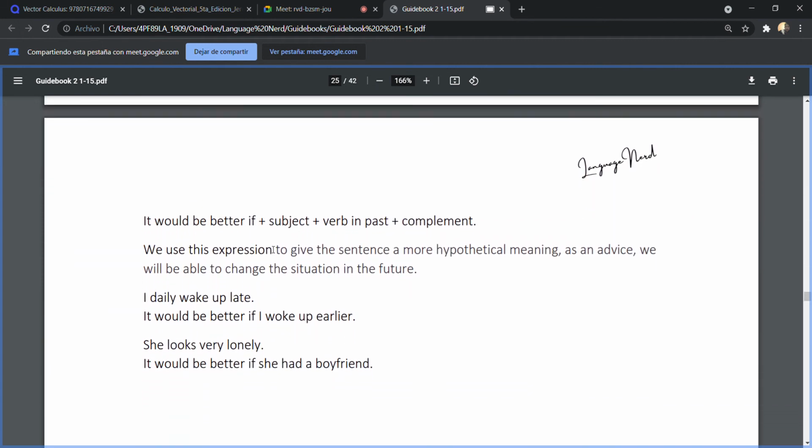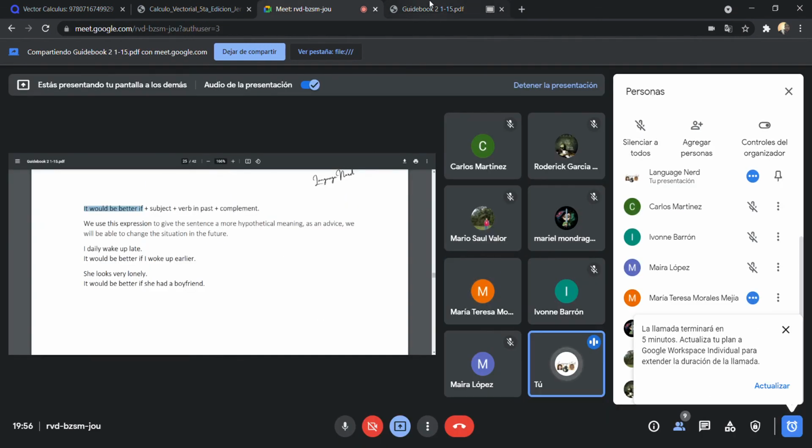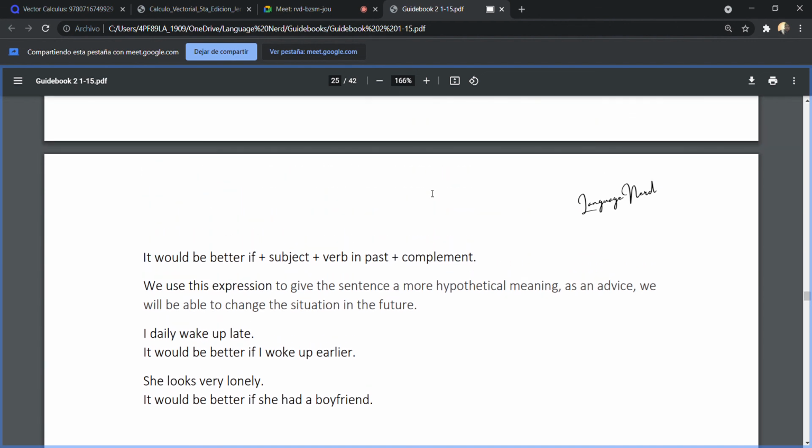So, fine. Then, the last part. So, in the last part, we are going to be checking it will be better if. It will be better if, ¿qué significaría, chicos? It would be better if. Eso sería mejor, sí. Ajá, como sería mejor si y tal cosa, como dando también consejos, ¿no?